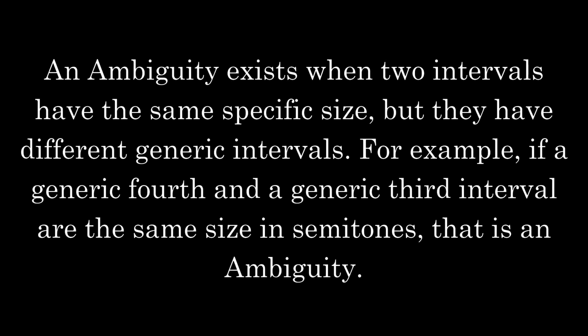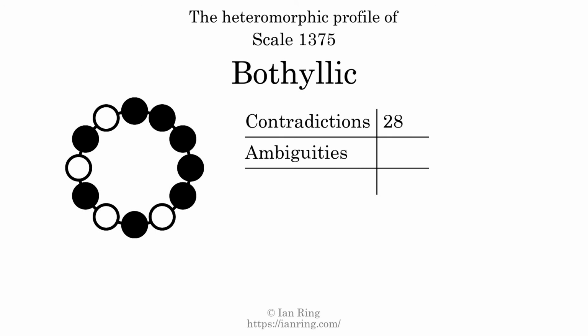An ambiguity exists when 2 intervals have the same specific size, but they have different generic intervals. For example, if a generic fourth and a generic third interval are the same size in semitones, that is an ambiguity. The number of ambiguities in this scale is 74.